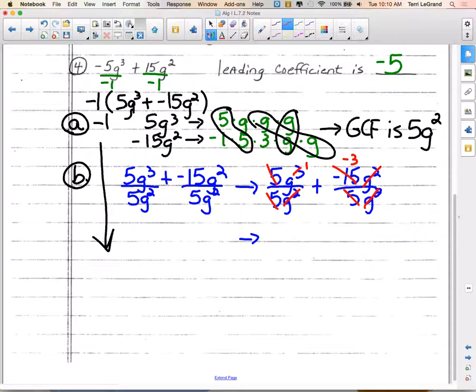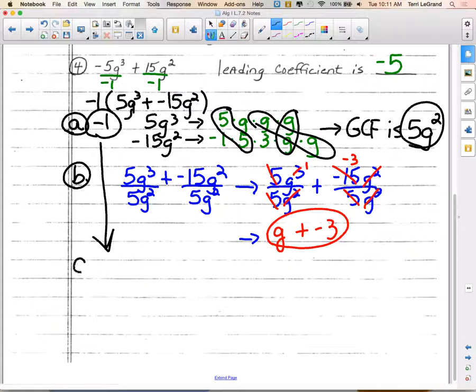What do you get? G. So the only thing left is G to the first power in this one, and it's upstairs. A negative 3 up here. So G plus a negative 3 is what happened after we divided. By the way, we got 3 factors right now, don't we? We factored out that negative 1 in the beginning. We arrowed it down so hopefully we wouldn't forget it. We got that 5G squared as our GCF. This is the result after we divided.